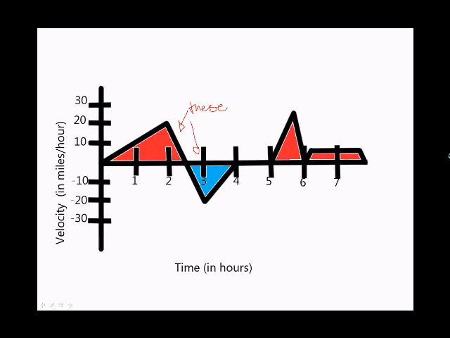If we were to find Kevin Costner's total distance traveled, however, we would find the absolute value of the integral, and just add all of the areas together.